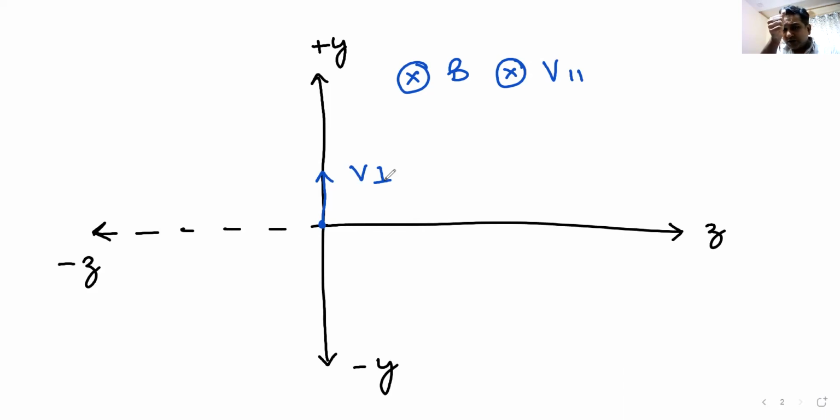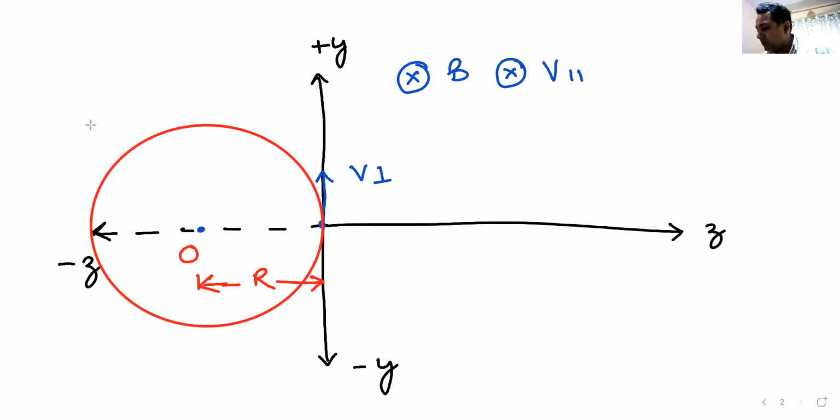V is up, cross B inside, force will be here. That means the center of the circle will lie somewhere here, yes or no? And this distance will be equal to r. Is everyone getting me? And this r will be equal to m v perpendicular by qB. We have already discussed that. Now what do I do? Just draw a circle like this. And you see, I'm done.